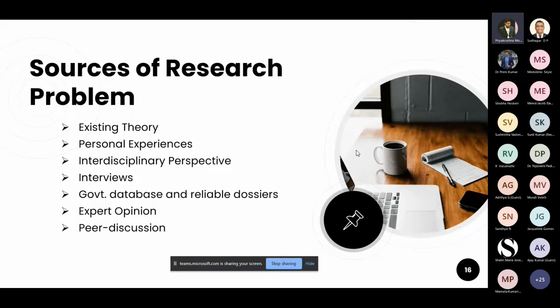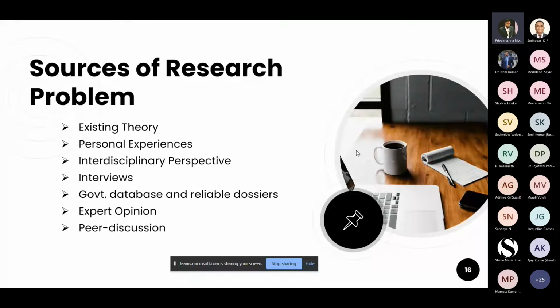Then comes expert opinion. Research is something where you should always learn from others' mistakes. Many experts would have made mistakes, or left something in between. So you can ask those experts which aspect they think has current relevance, as you want to do research for a PhD thesis or a paper. You have to properly mention what type of scale or what type of relevance the topic or the problem has.